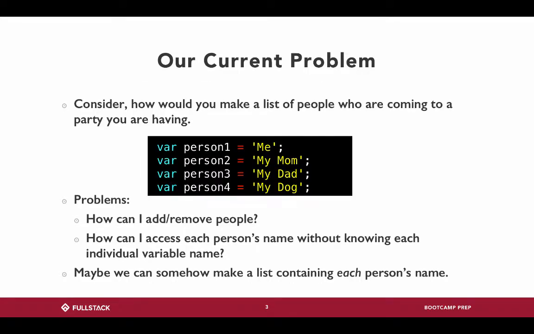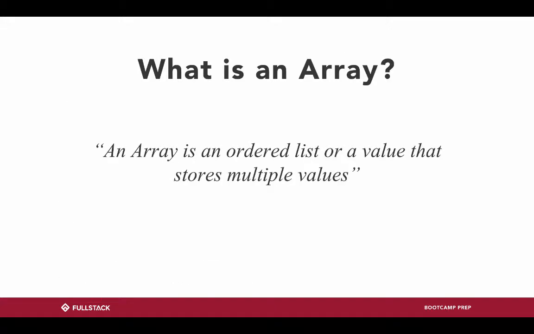We could just have an array of these things. If we wanted to remove one, that would be easy. If we want to add one, that would be easy. They have methods for all those things. So what is an array? An array is an ordered list. That is important, that it's ordered. Or a value that stores multiple values.